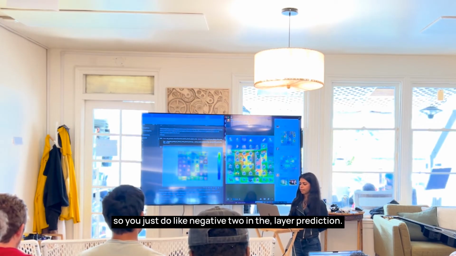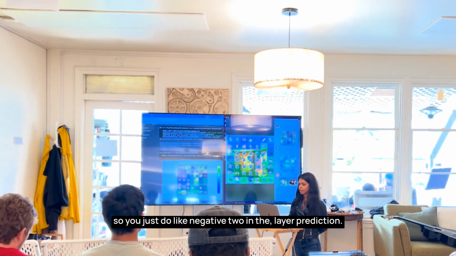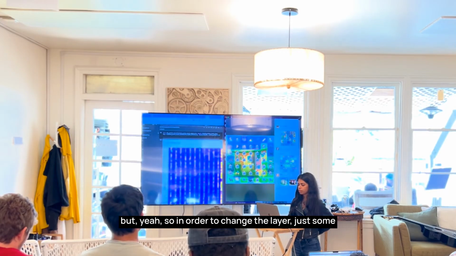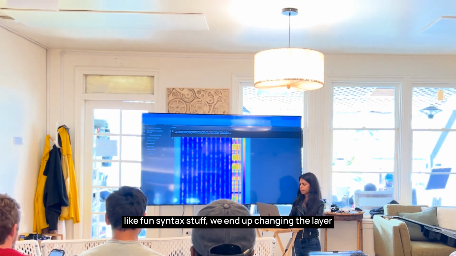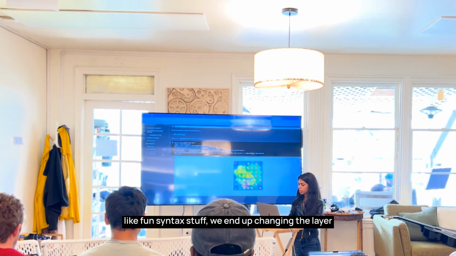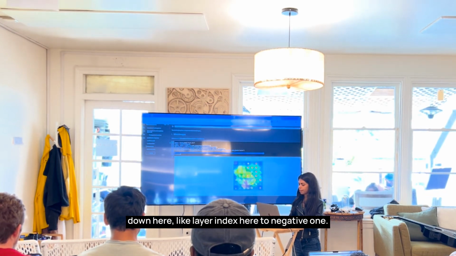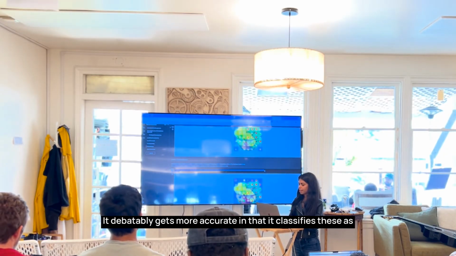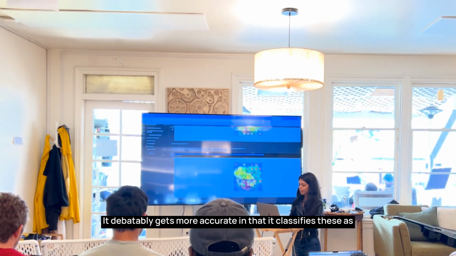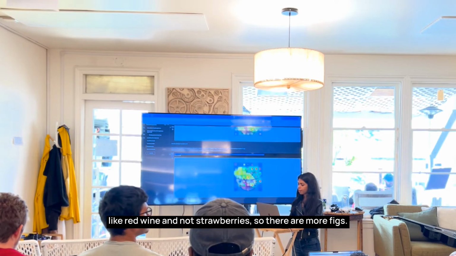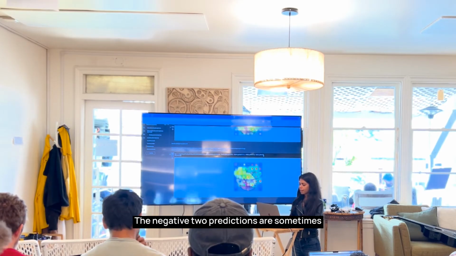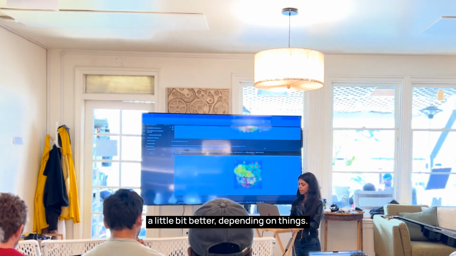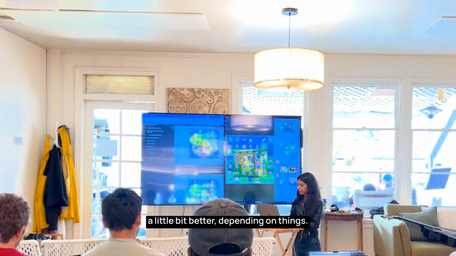So you just do -2 in the layer prediction. In order to change the layer, it's some fun syntax. We end up changing the layer down here, the layer index. Here it's -1. For the fruit bowl example, if we change it to -2, it debatably gets more accurate in that it classifies these as red wine and not strawberries, and there are more figs. The -2 predictions are sometimes a little bit better, depending on things.